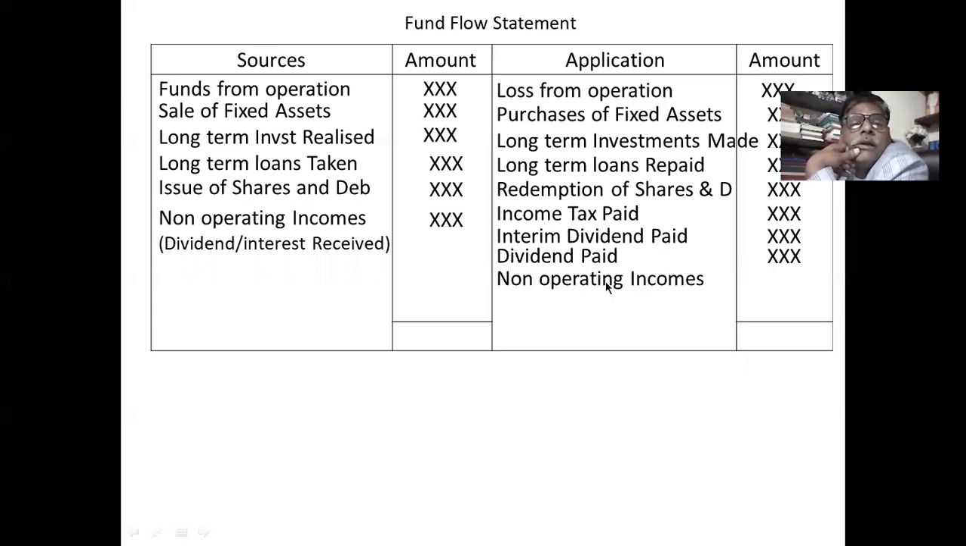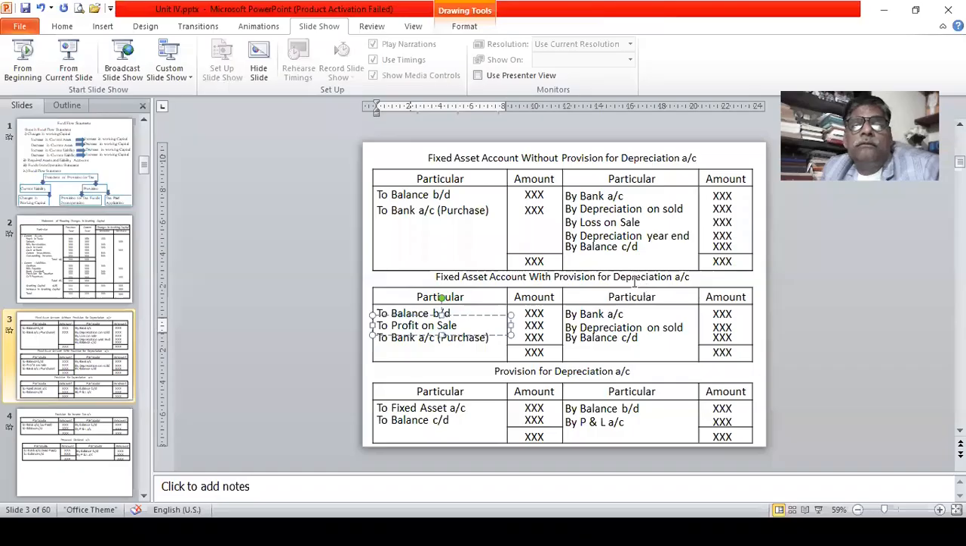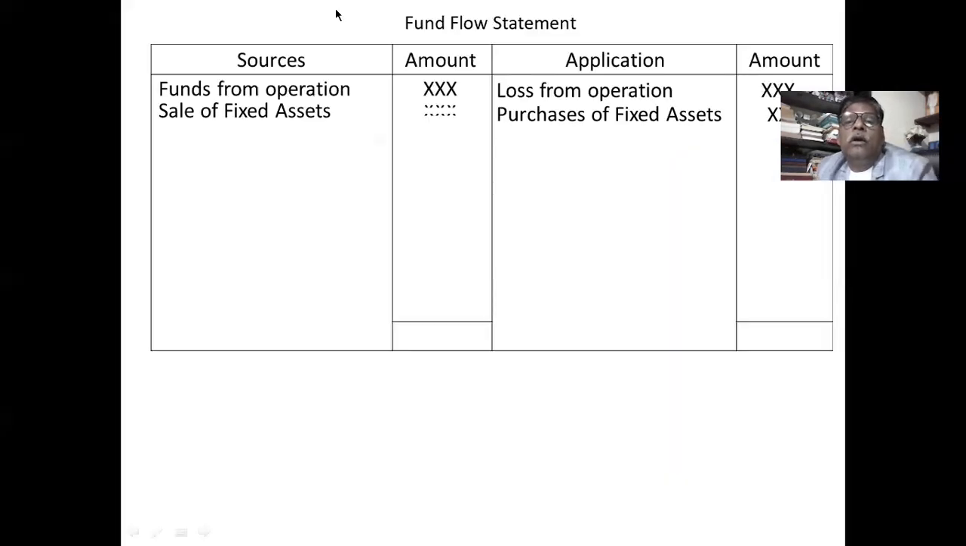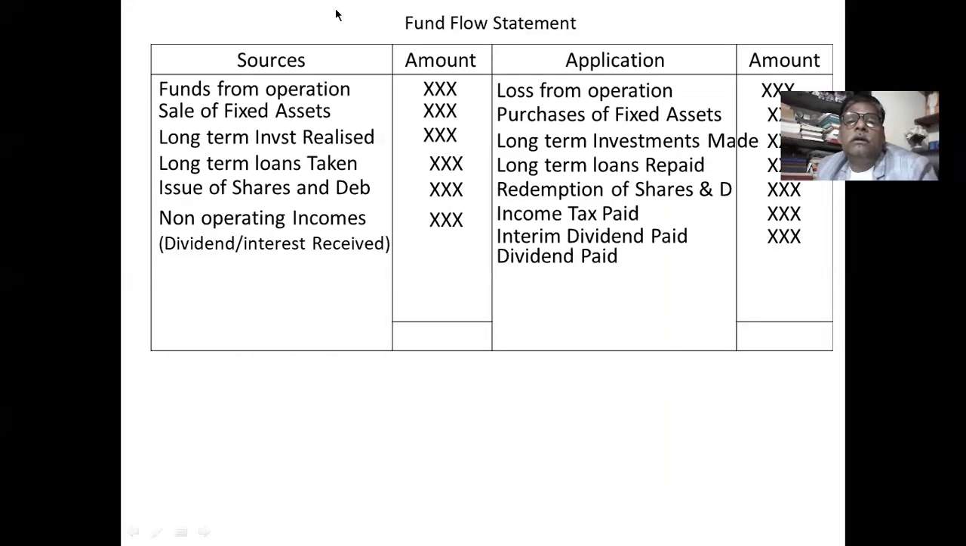Non-operating expenses. It is expense, not income. Non-operating expense means, for example, interest paid, which is not related to business. Payment is there, that is the application. Like that you have to take.